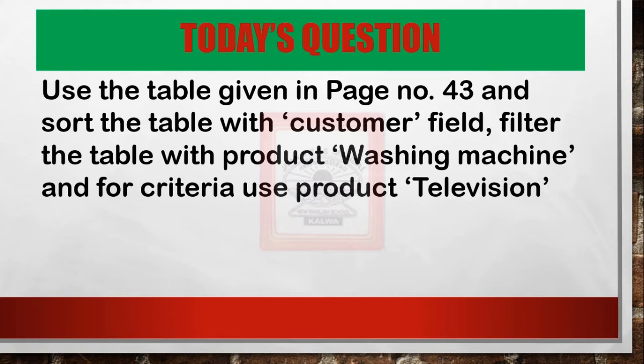Then the filter, it is a kind of sorting only. Filter options means suppose you want to see the records of only washing machine, or you want to filter the options depending upon the type, that is wholesaler or retailer. You want to see only the list of retailers, or only the list of the wholesalers, that we can do with the help of filter options.